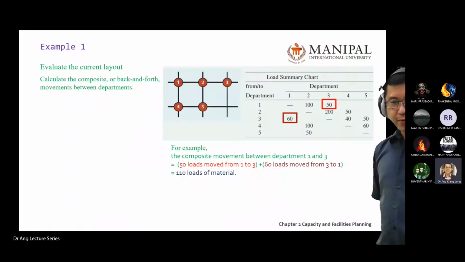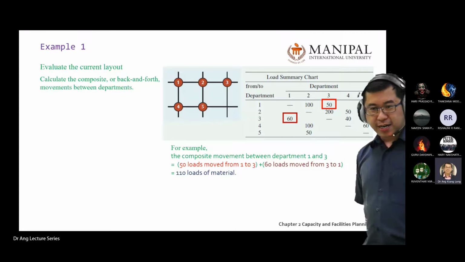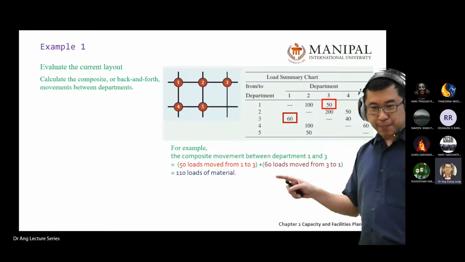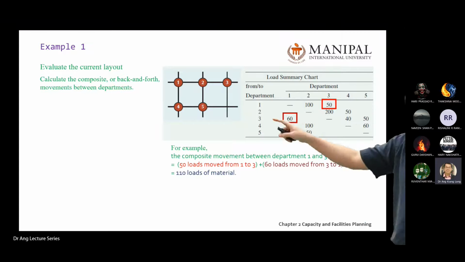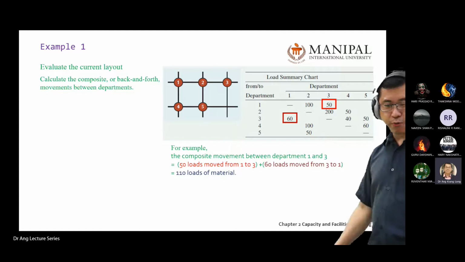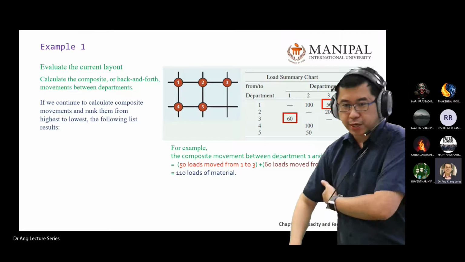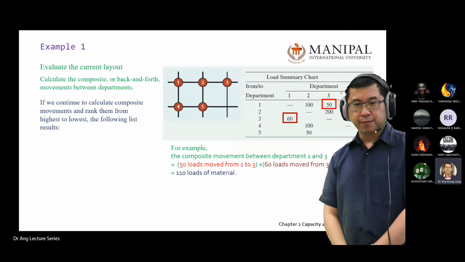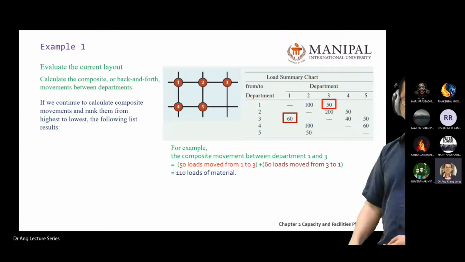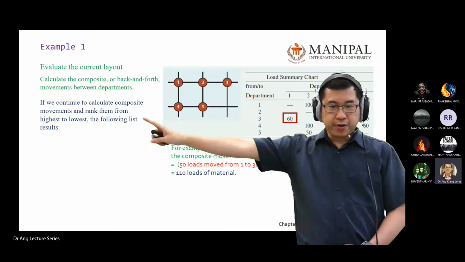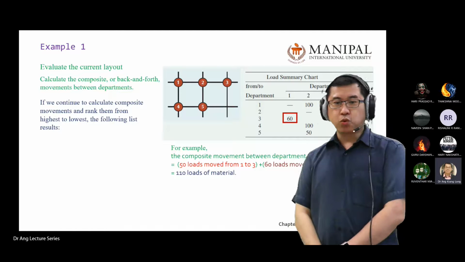Now, this is how we calculate. I assume you understand this is an example of one movement. Let's do analysis for department 1 until department 5. We need to build a table. After you build a table and put in all the composite movement, we will rank them from highest to lowest.